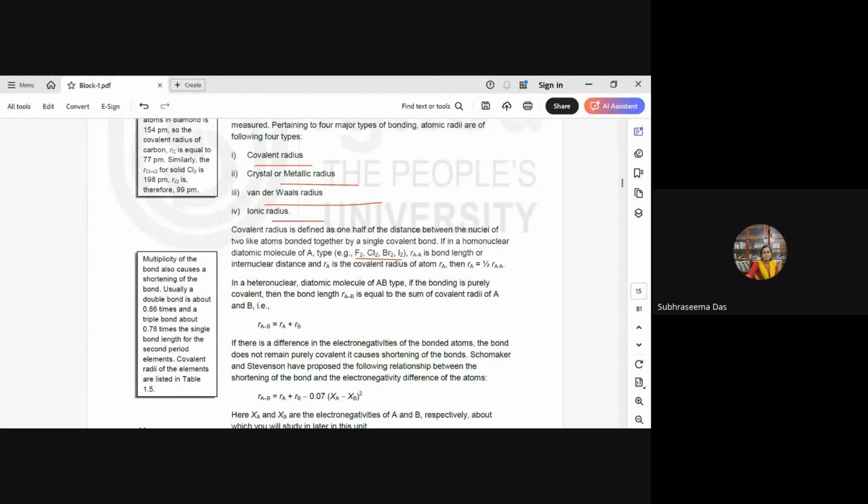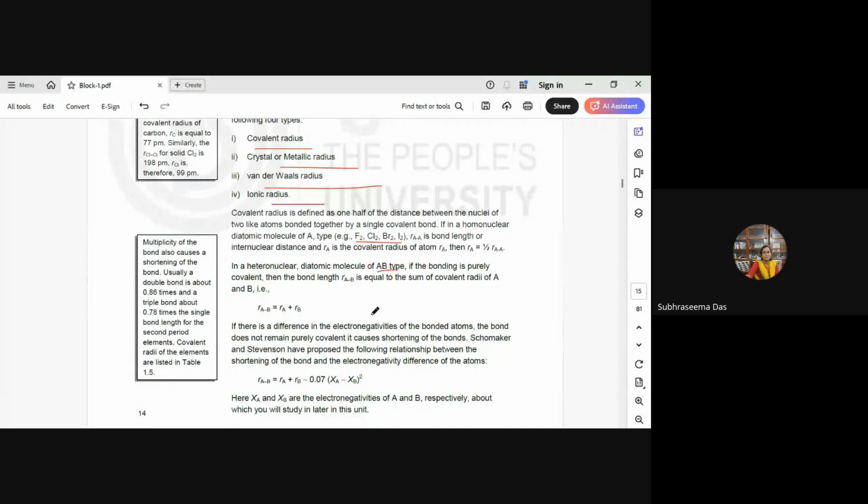This is how we measure the covalent radius for a homonuclear diatomic molecule. Now if we have a heteronuclear diatomic molecule of the type AB, first we will calculate the bond length. Here it is equal to the sum of the covalent radii of A and B. That is, R_AB will be R of A plus R of B. So that is how we calculate the covalent radius of a homonuclear and a heteronuclear diatomic molecule.